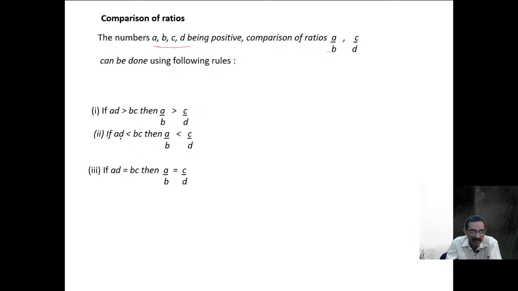If AD is less than BC, then A upon B is less than C upon D. The third rule is equality: if AD is equal to BC, then A upon B is equal to C upon D. We will be solving a few examples based on these ratios in our exercise 4.2.